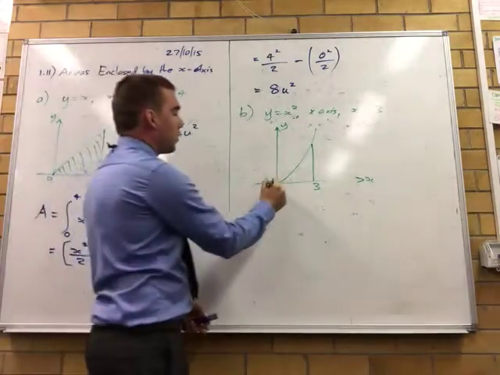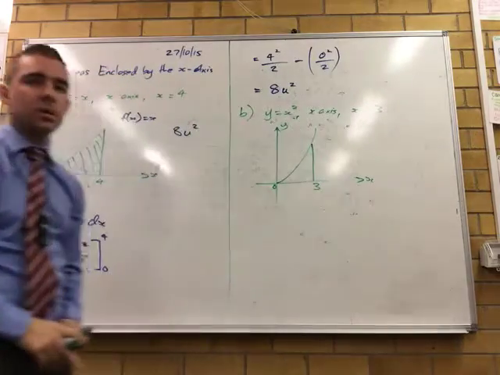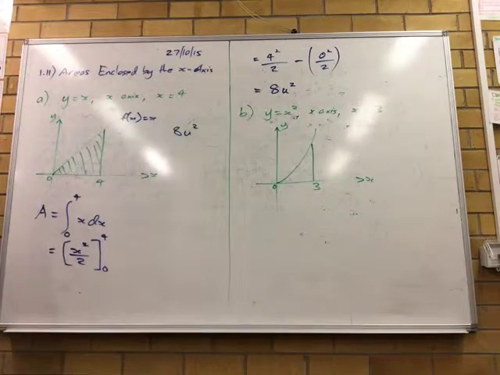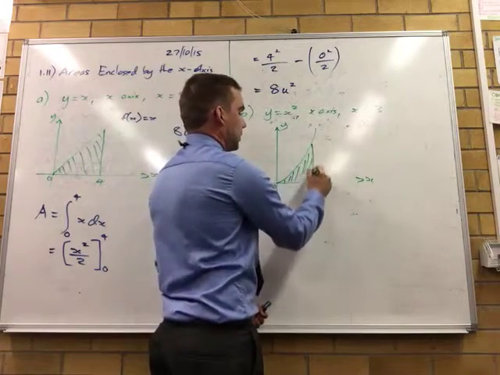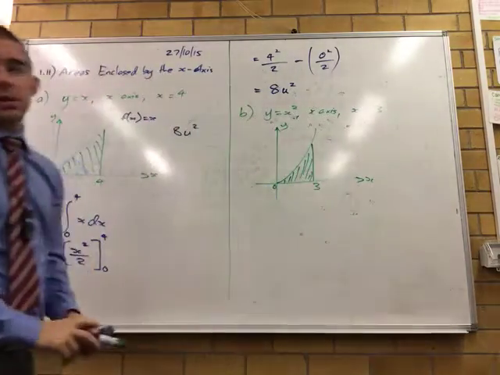Okay, so the other end of the bound will be at 0, because that will be the end of the area underneath the curve and the x-axis. So I'm finding that shaded region there.